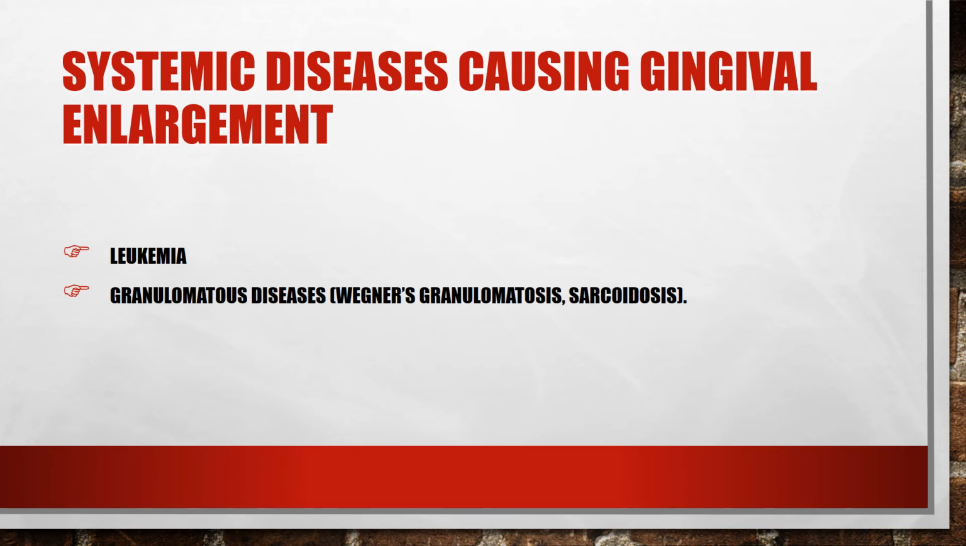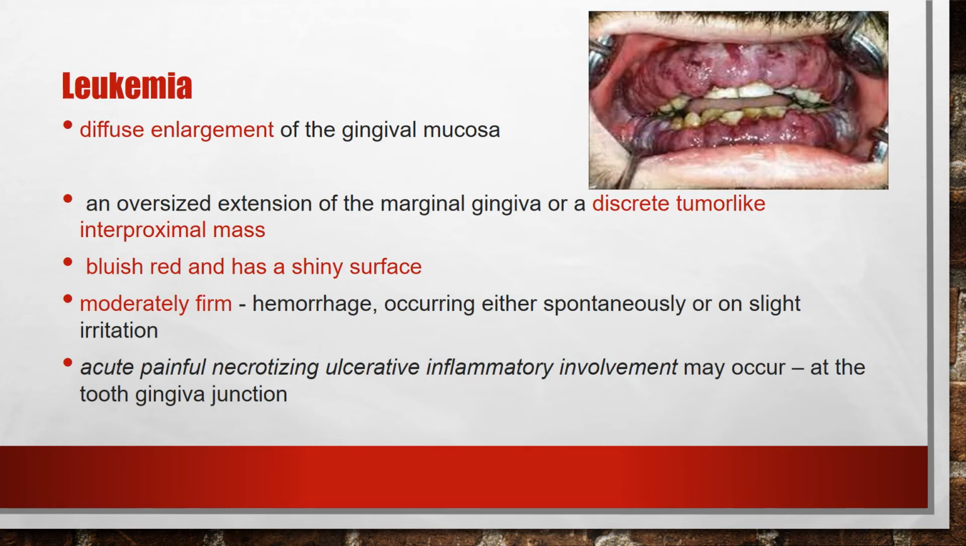Next, coming to the leukemia associated gingival enlargement, it is mostly seen as diffuse enlargement of the gingival mucosa. You can see in this picture that it involves the marginal gingiva, interdental gingiva as well as the attached gingiva as a huge mass. This is an oversized extension of the marginal gingiva or a discrete tumor-like interproximal mass. It appears bluish red and has a shiny surface.